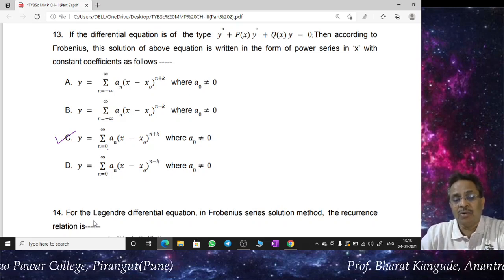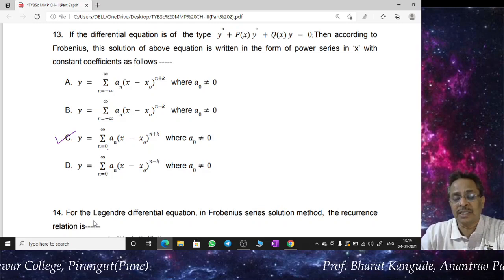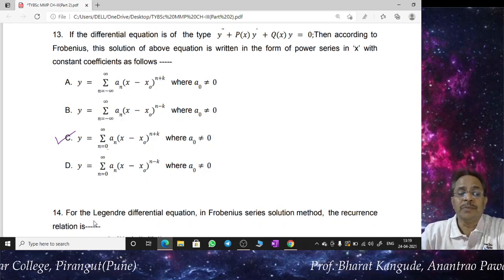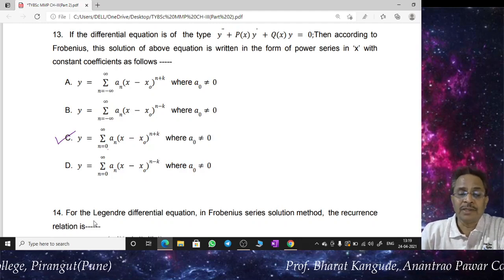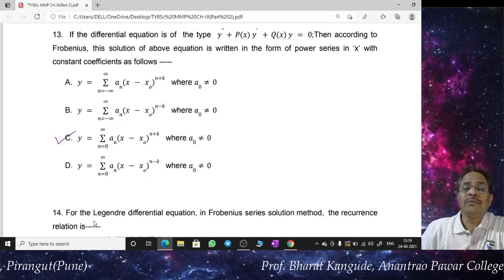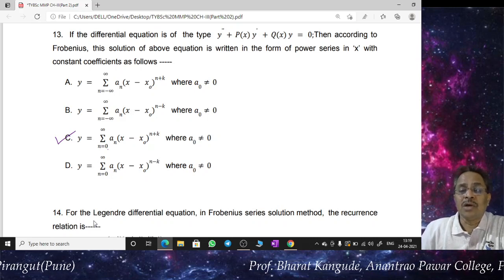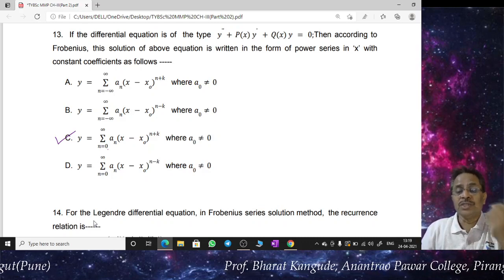This n is the power and a_n is the coefficient. So a0, a1, a2, a3, etc. can be calculated, and this becomes a power series that can be a solution of the differential equation. And therefore, everywhere this a0 not equal to 0 must be there. Otherwise, in some cases, if this is not given, then it is not guaranteed that the given power series may be used as a series solution in that case.